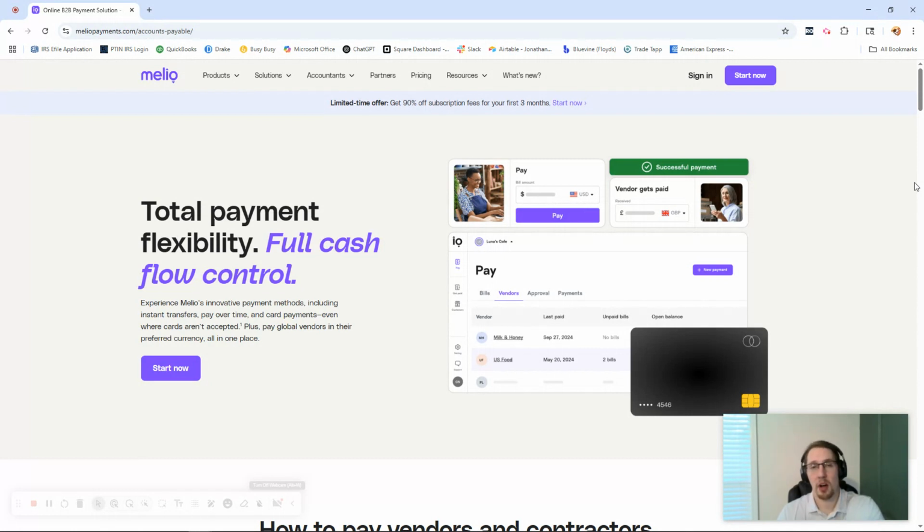Melio is also going to be able to offer that separation of duties, so that's definitely a plus if you want to ensure that you have the final say-so in your small business, or if you're a CFO and you want to make sure all bills over $50,000 are approved, something like that.